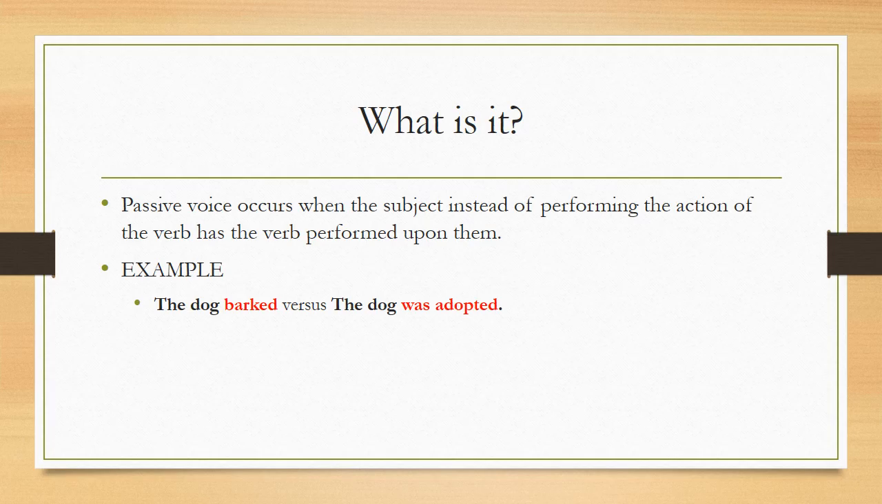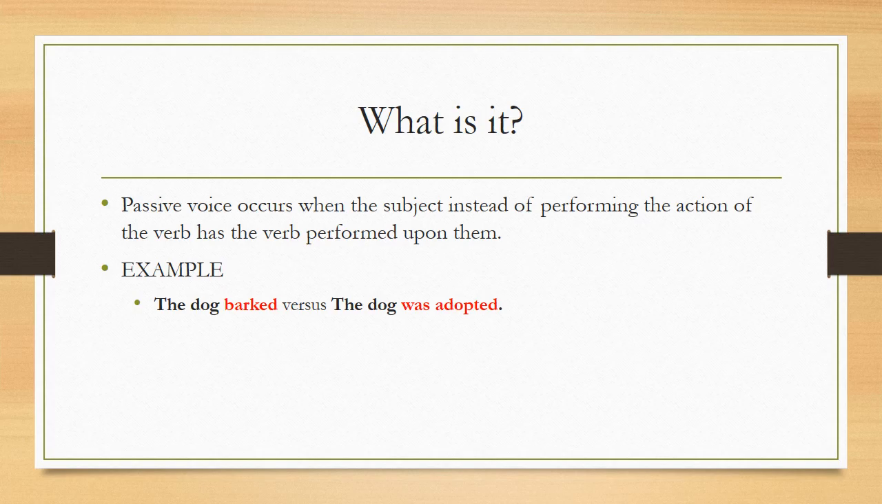Before we learn how to find and correct passive voice, we first must learn what it is. In a normal active voice sentence, the subject performs the action of the verb. In a passive voice sentence, the subject instead has the verb performed upon them. For example, in the sentence, "The dog barked," the subject dog performs the action of barking. This is active voice. In the sentence, "The dog was adopted," the dog is not doing the adopting, but rather is having the adopting done to them.